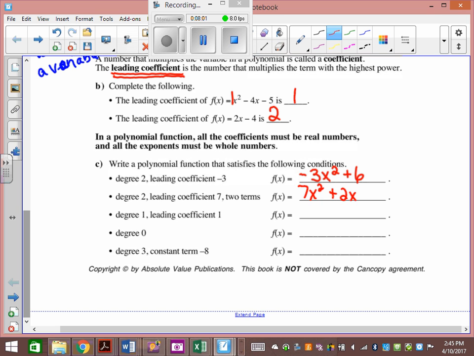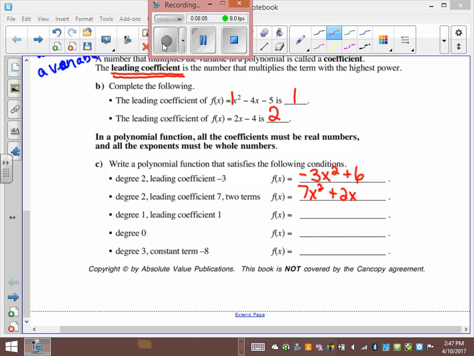Okay, you guys try these ones out. The last 3. Degree 1, leading coefficient 1. Anyone have an example? Degree 1, leading coefficient 1. Yeah. 1x plus 6. Could I have just put 1x and been right? Yes. Could I go 1x minus 1,000? Sure.